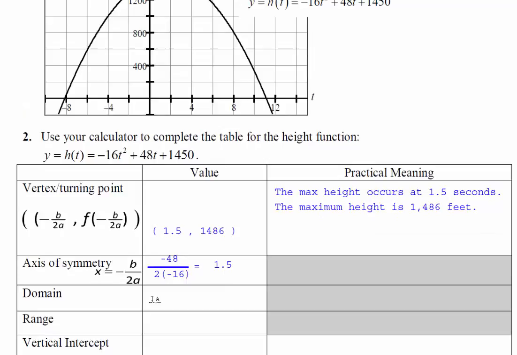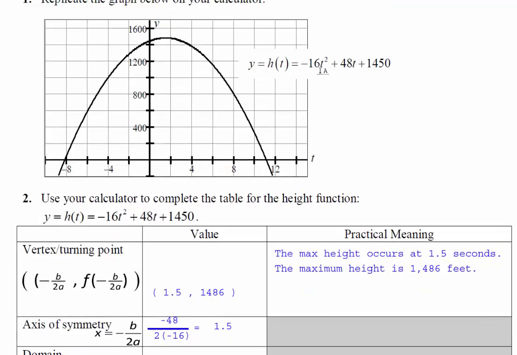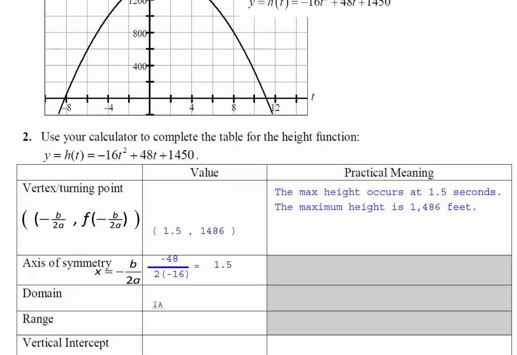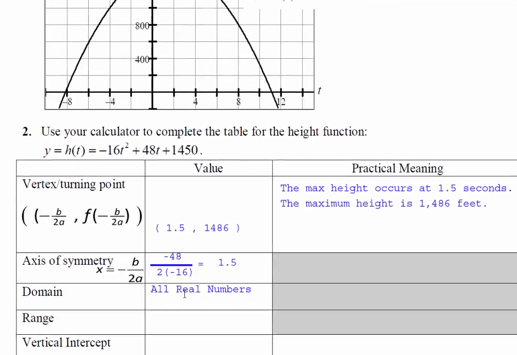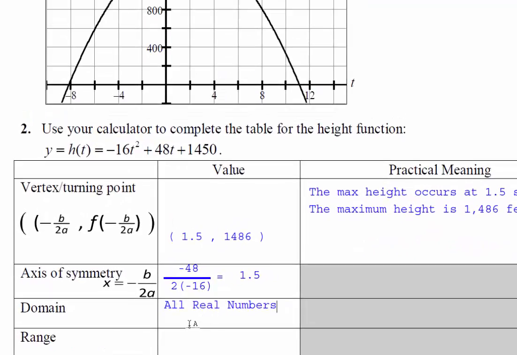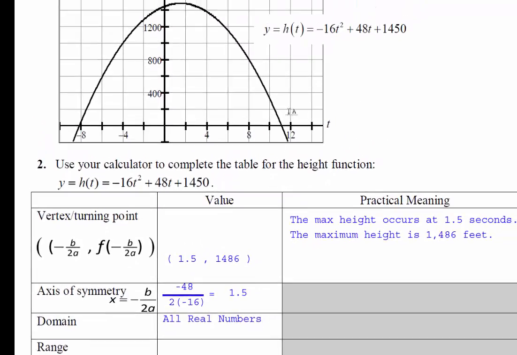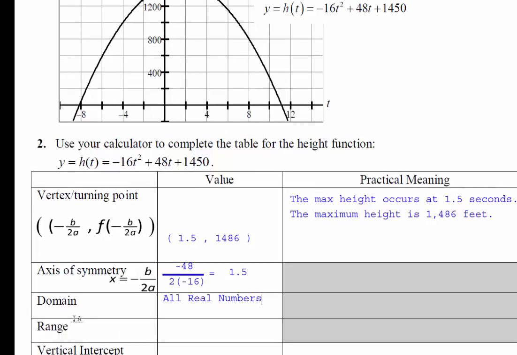The domain for any parabola is always going to be all real numbers. That means I can put in any value, any input will give me a valid output. So you can either type in all real numbers, or you can say x is somewhere between negative infinity and positive infinity. For this, I'm just going to write all real numbers. Again, any real number is acceptable for my domain. X can be any value, or t could be negative a million, positive a million. Any value is acceptable.